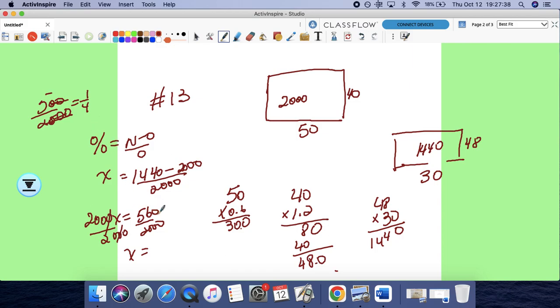But this is a little bit more. It's 560 over 2000. So even without simplifying, you could take a second and do this, 560 divided by 20, but obviously the only choice that's going to give us is D, because we know it's not C. Okay.